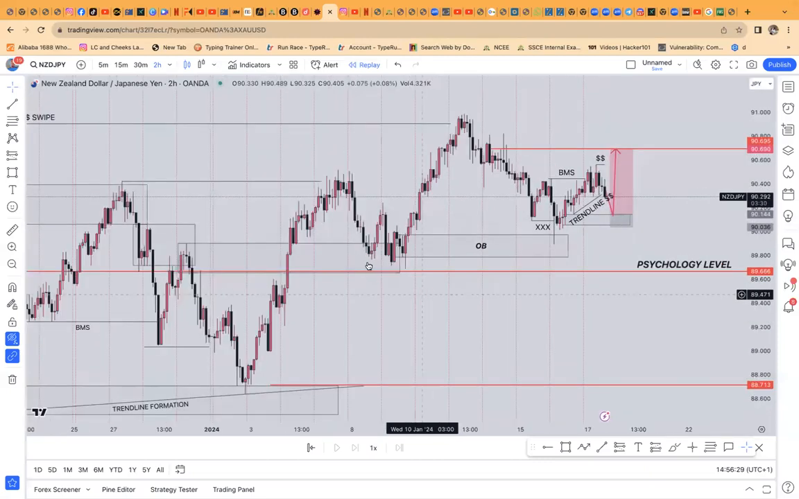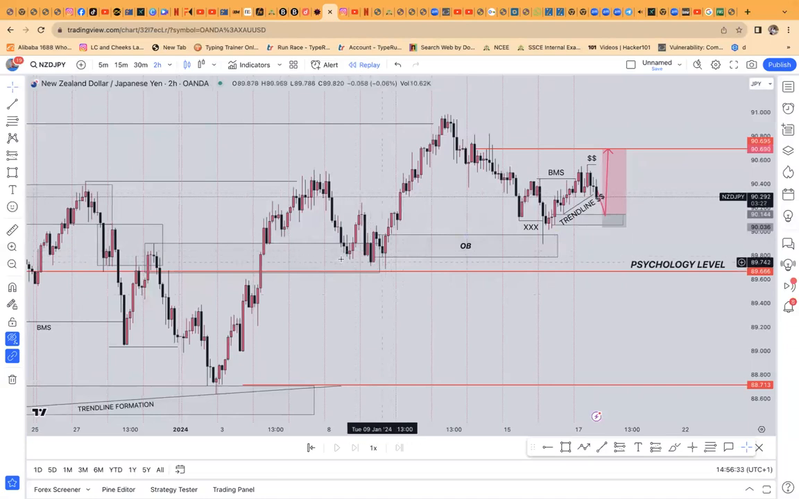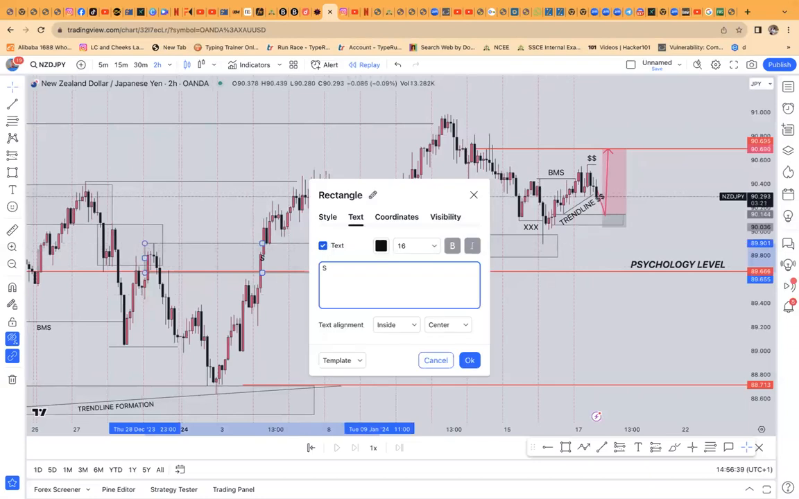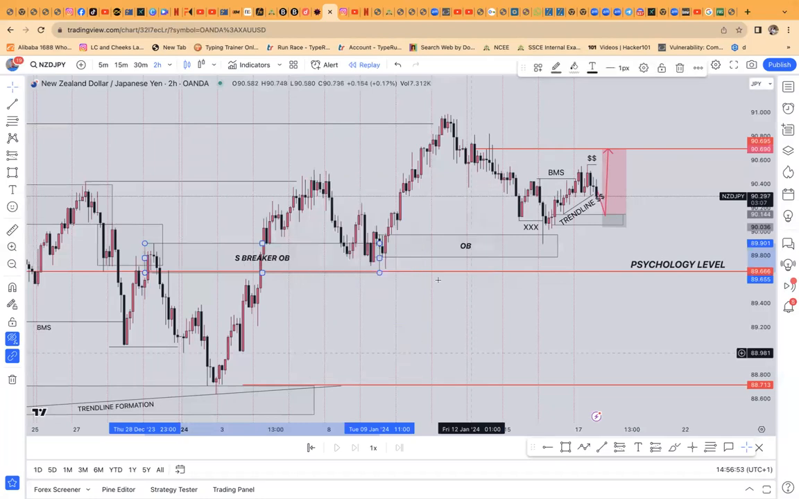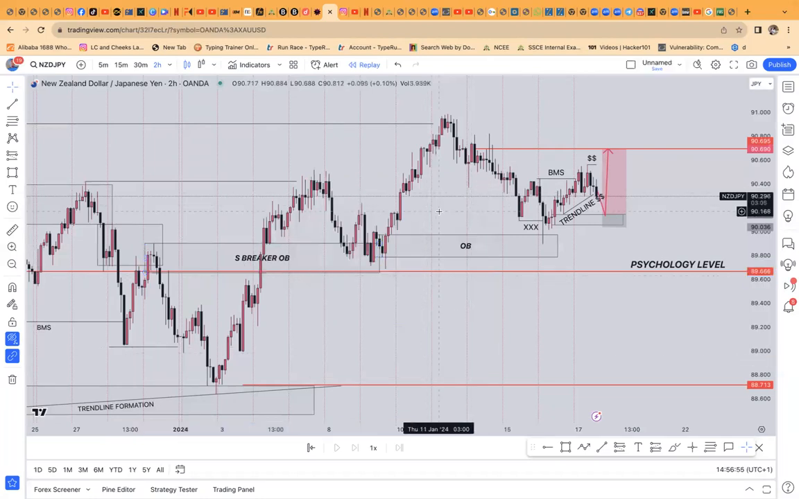Look at this. Price already came here, triggered us on the breaker OB. This one here is the breaker OB, but is now a support breaker OB. So let's leave that one. If we are not triggered on this guy, what do we need to do?